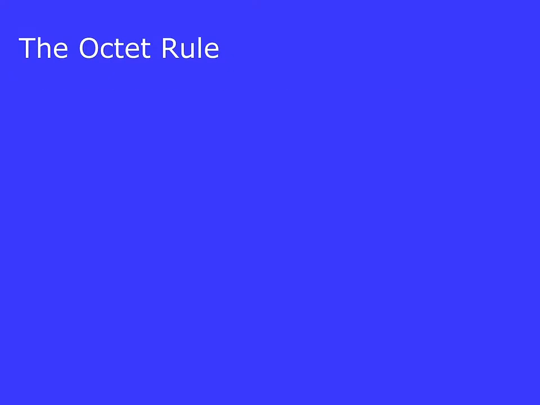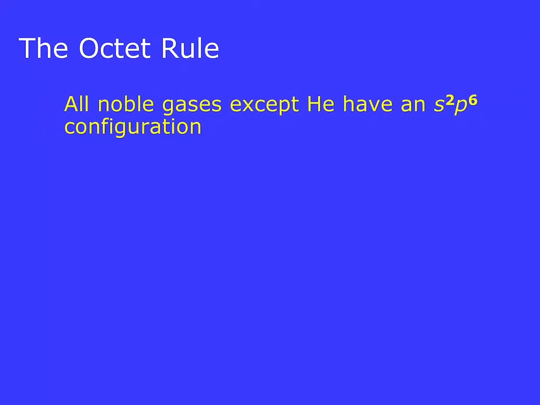Okay, let's revisit the octet rule. So basically all noble gases except helium have this electron configuration that I'm not going to worry too much about. I didn't require that you understand this in too much detail, but what I would like you to notice is that the noble gases have what's called a full shell, which in this case is these 8 electrons. So 8 is the magic number here, and that's why we have what's called the octet rule.